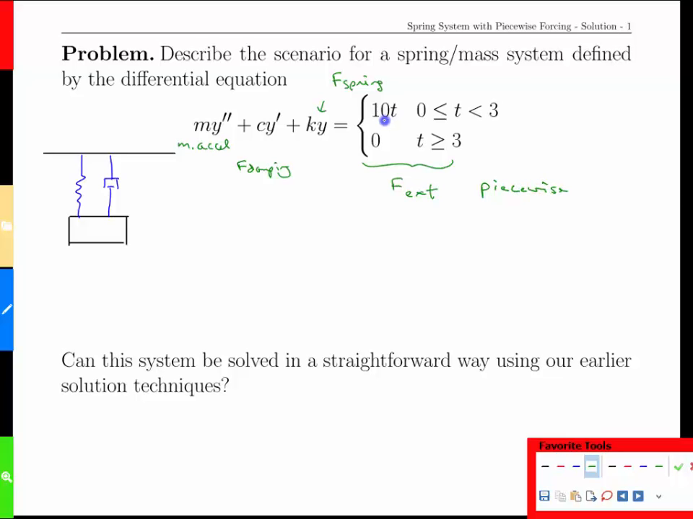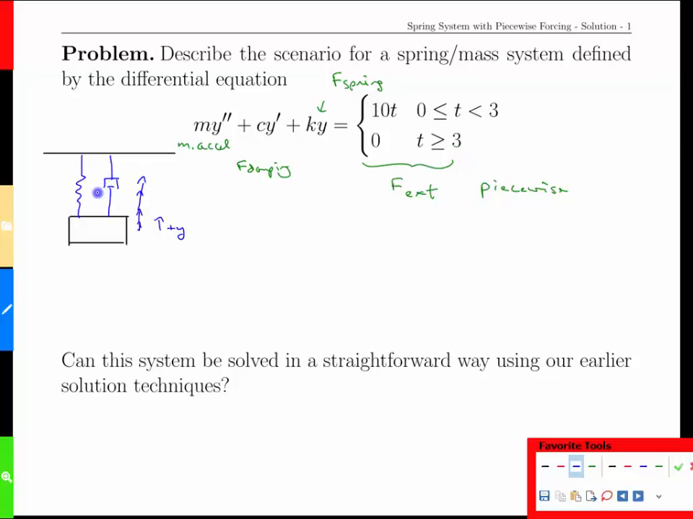And the force described here is 10 times t. So for some axes, y is positive. This force would act in the positive direction. Starting at zero force initially, we gradually add, pull harder, pull harder, pull harder, until after 3 seconds, we're exerting a 30 Newton force. And then we turn it off. Click, it's gone. And then the mass is going to oscillate after that.